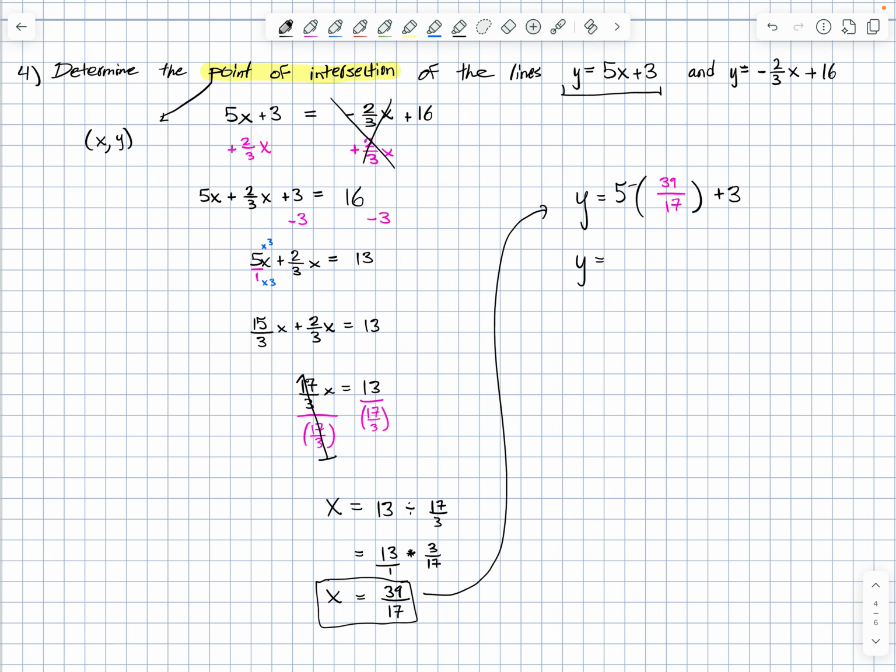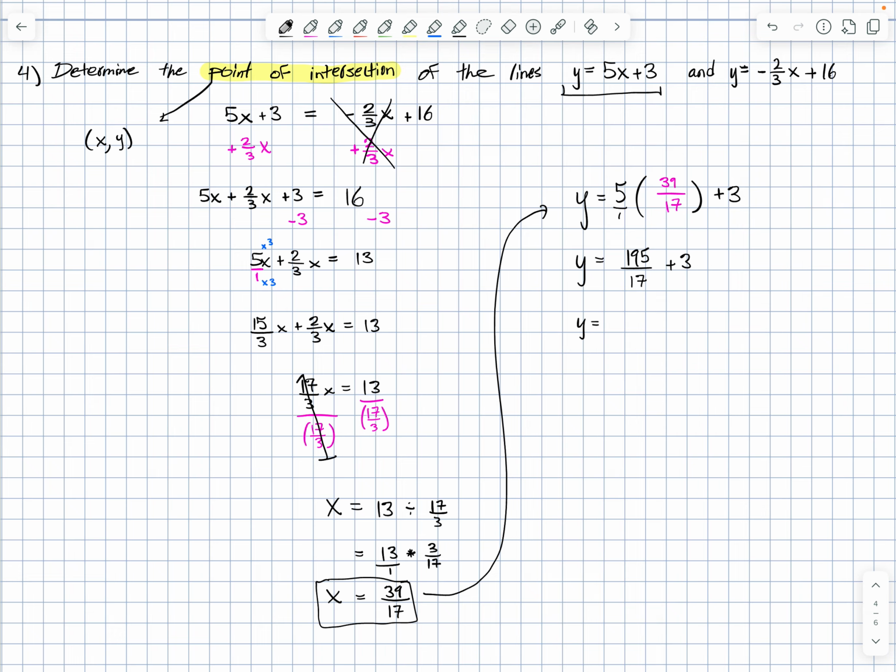So then when you multiply fractions, right, you just multiply the numerators and you multiply the denominators. So here, the 5 has a denominator of 1. That's okay. So 5 times 39 is, let me do this on the calculator, 195, and then over 17. That does not get reduced in any way, so that's okay. And then plus 3, right?